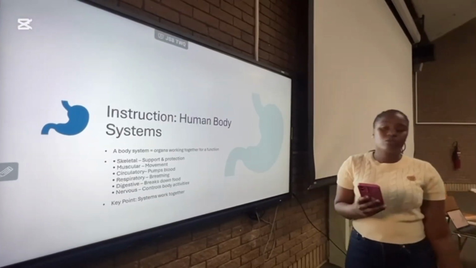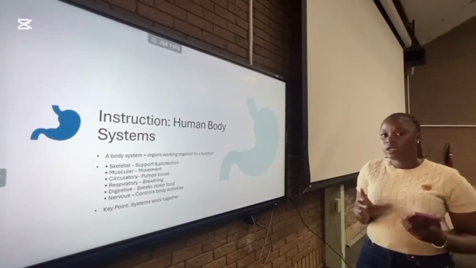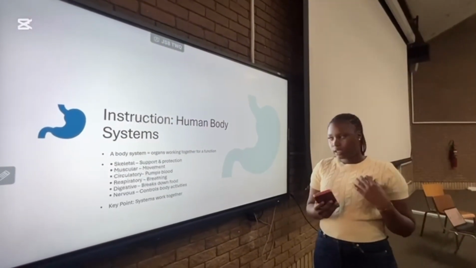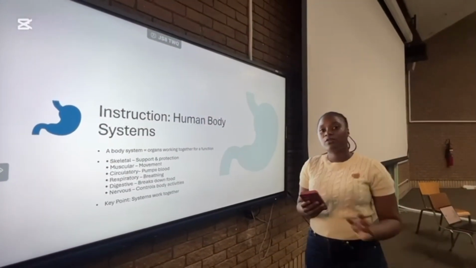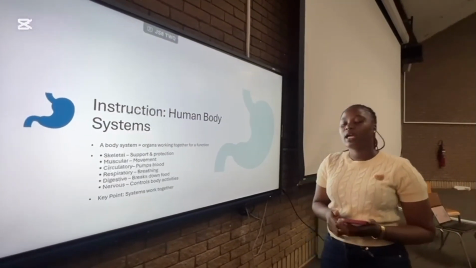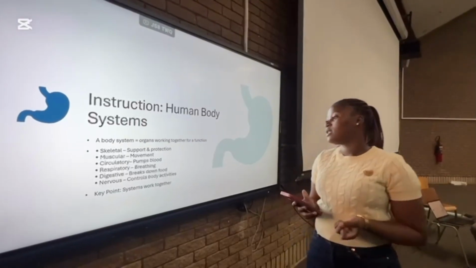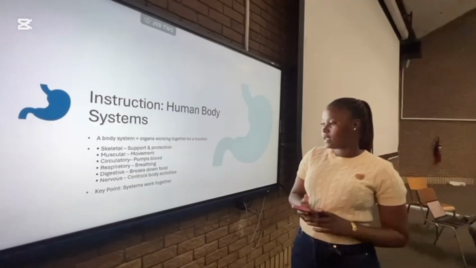Introduction of human body systems. A human body system is when organs work together for a function. We have different kinds of human body systems, which are the skeletal, muscular, circulatory, respiratory, digestive and nervous systems.